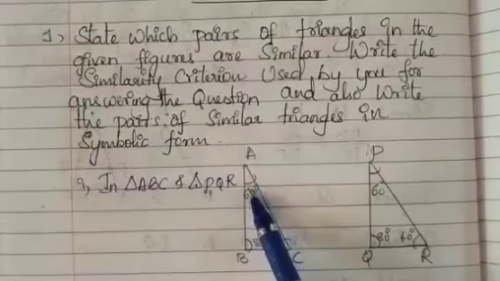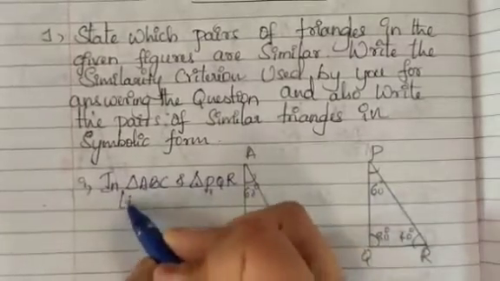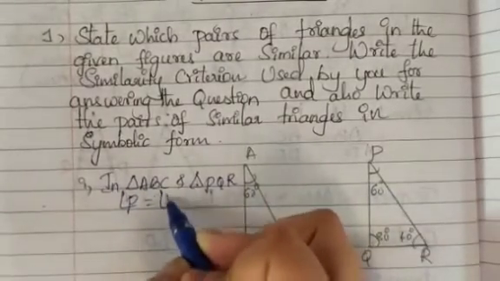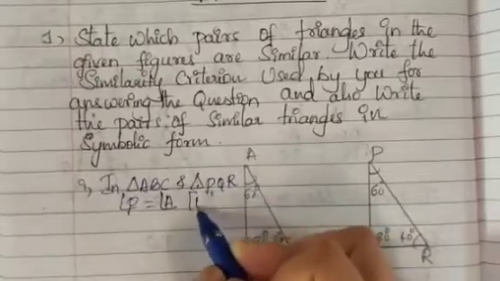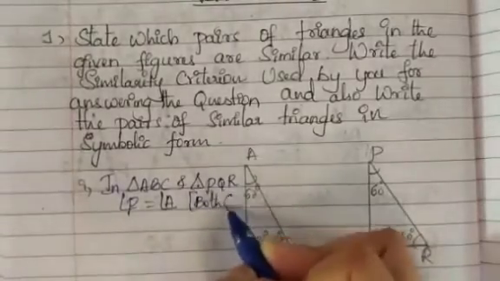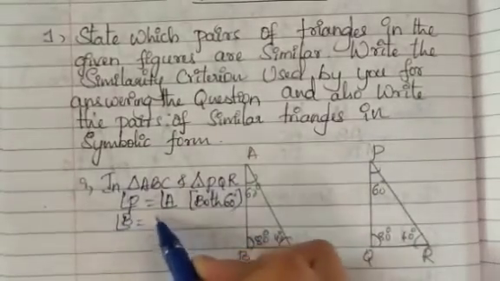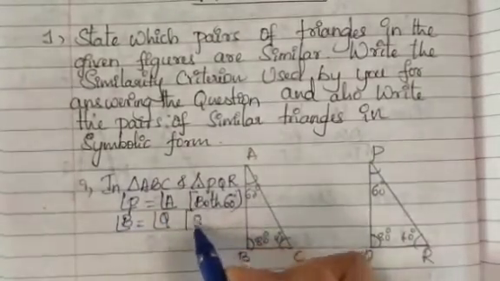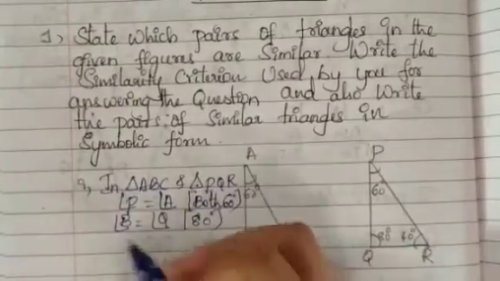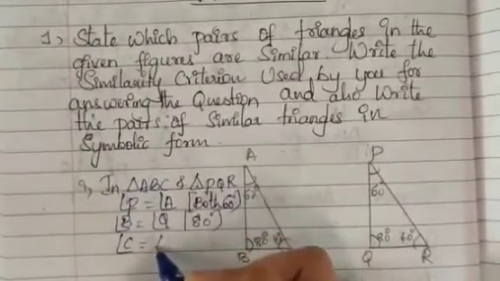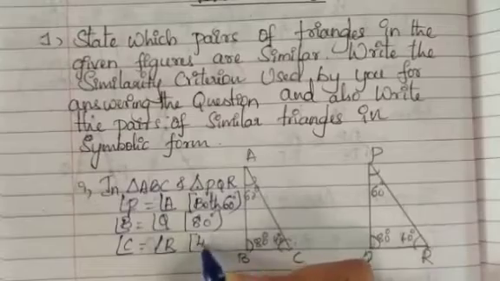So if you can see here, angle A is equal to angle P. Why? Because both are 60 degrees. Similarly, you can take angle B is equal to angle Q because both are 80 degrees itself. Similarly, angle C is equal to angle R here, both are 40 degrees.